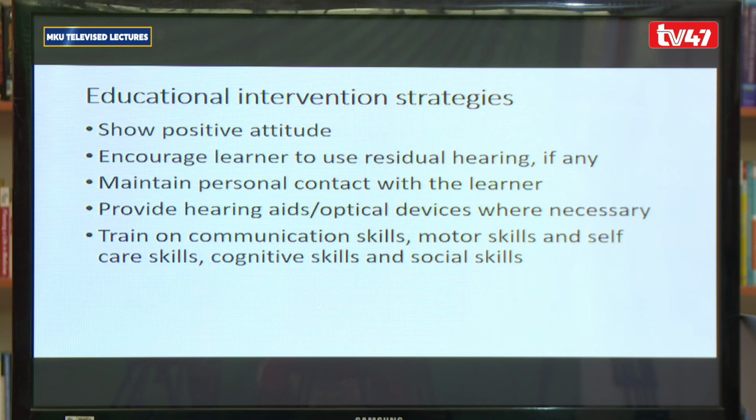Then train them on communication skills so that they are able to communicate despite having a hearing and a visual impairment. Motor skills: how do they do their own things for themselves? And also self-care skills, so that they are not so dependent on other people. It's important that they are trained on how to care for themselves, and also cognitive skills and social skills. Social skills are very, very important to every human being. At least you feel that you're able to relate to someone else. You are not just living alone, feeling so lonely. Let them be able to socialize despite the condition that they have.